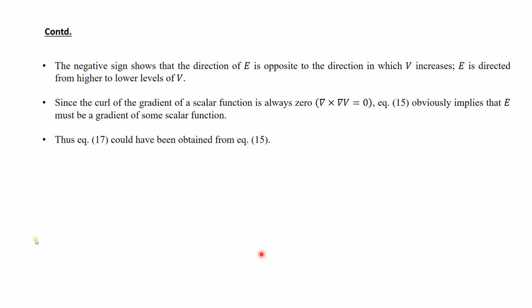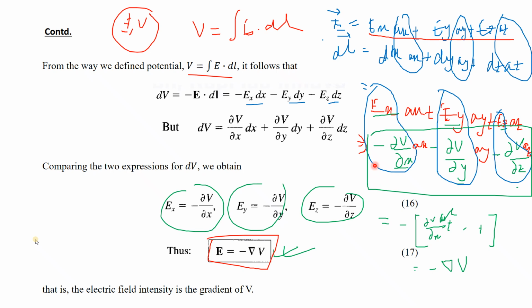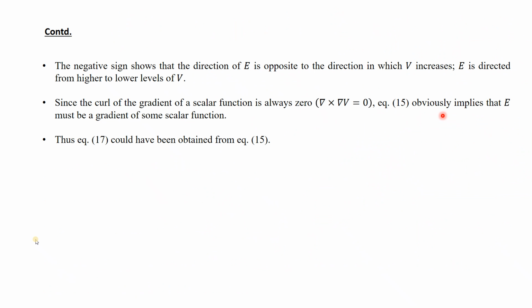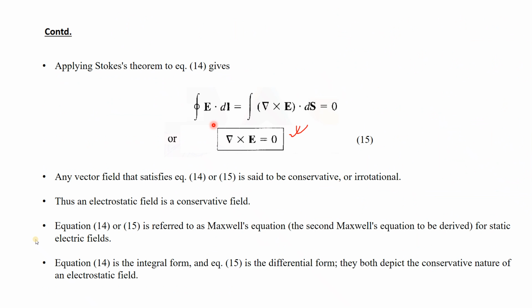So potential is actually the work done per unit charge. Since the curl of the gradient of a scalar is always 0, which we have already seen, equation 15 obviously implies that E must be a gradient of some scalar function, because if you remember in Maxwell's equations, we have seen that curl of E is 0.